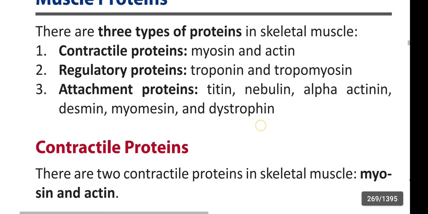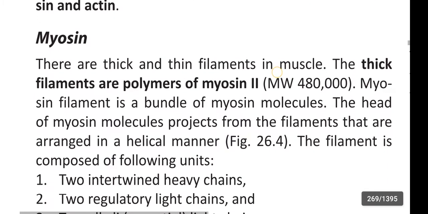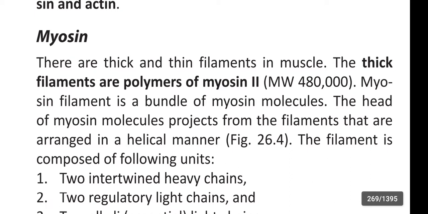Okay, first, contractile proteins. There are two contractile proteins in skeletal muscle: myosin and actin. Now we are going to talk about myosin. There are thick and thin filaments in muscle. Thick filaments are polymers of myosin 2 with molecular weight 480,000. Myosin filament is a bundle of myosin molecules. The heads of myosin molecules project from the filaments that are arranged in a helical manner.